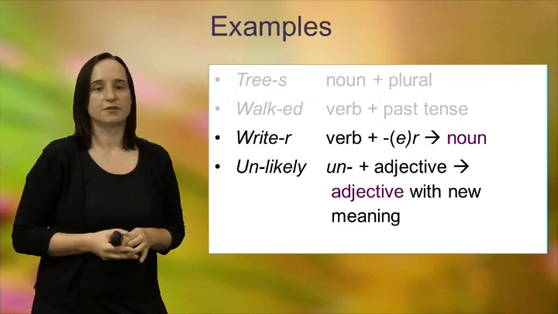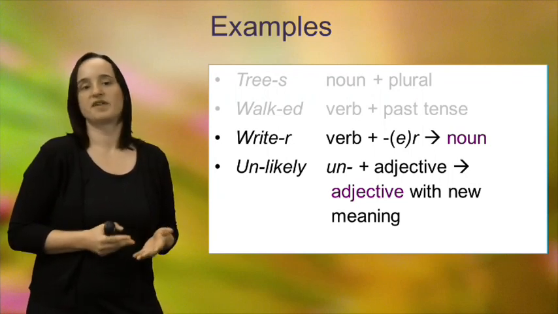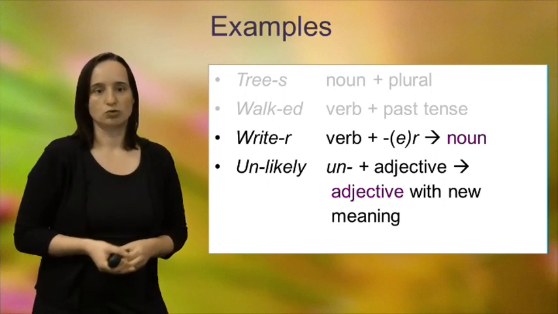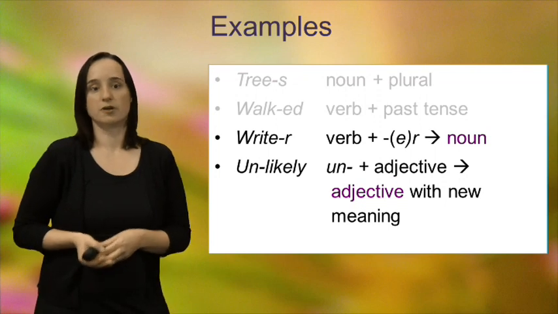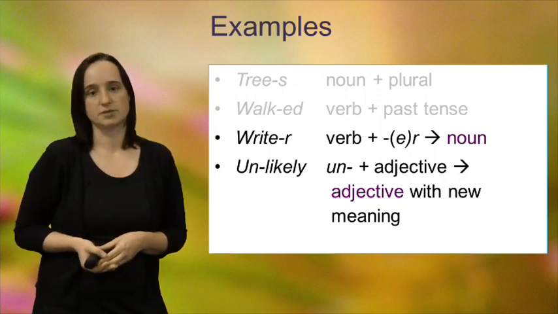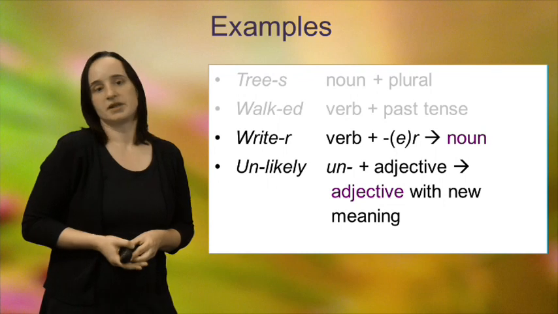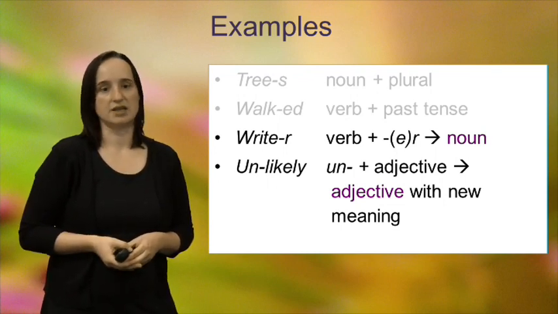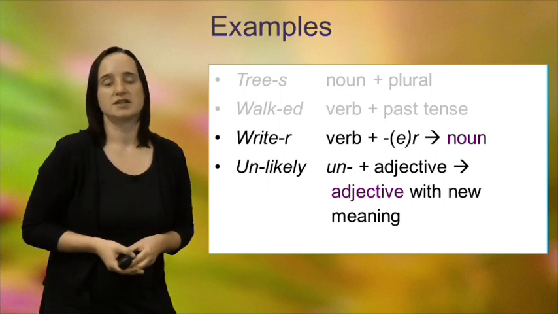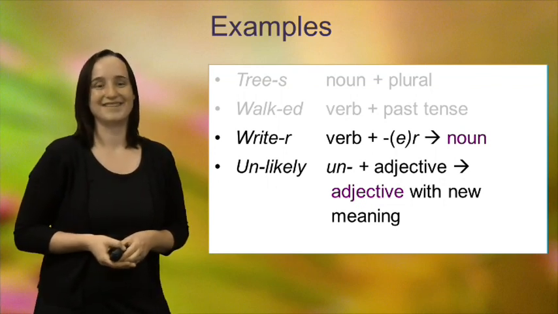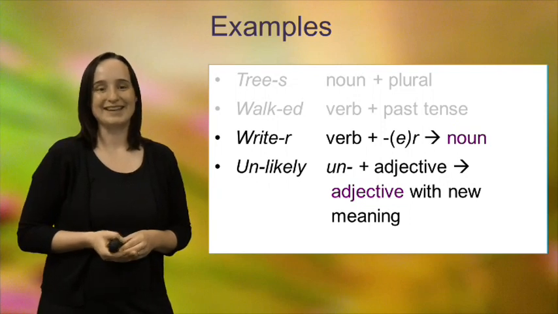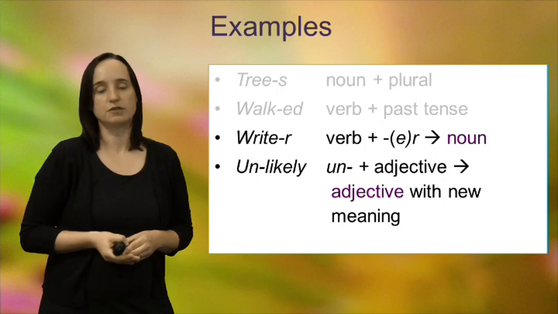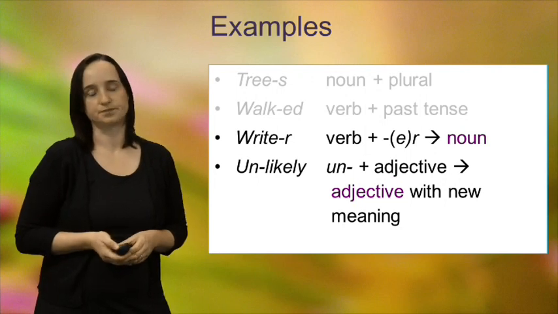Writer consists of a verb to write and of some sort of element er or r that indicates that this is a noun. So write, the verb, turns into a noun, a writer. It's a change in word class. Unlikely similarly changes meaning. So likely is an adjective, a likely event. An unlikely event is a totally different thing. It's still an adjective, but the meaning is now the opposite. So likely and unlikely differ in meaning, even though they don't differ in word class.